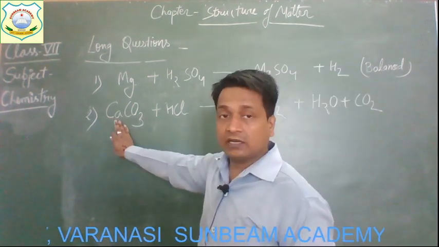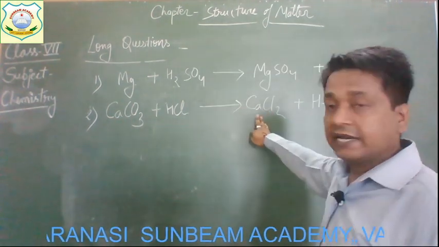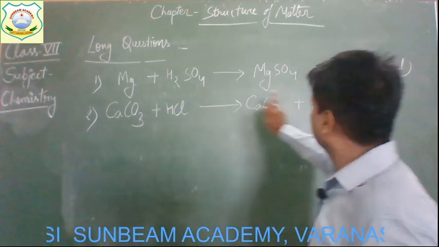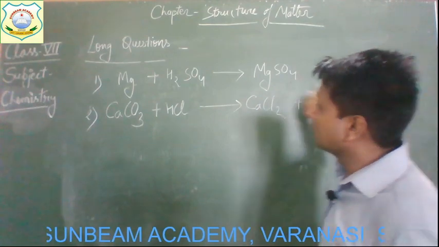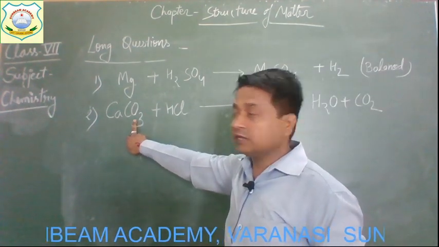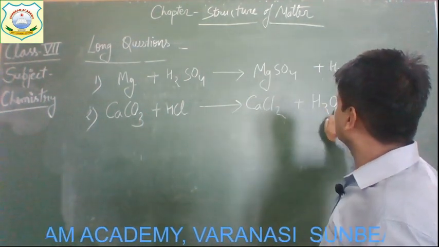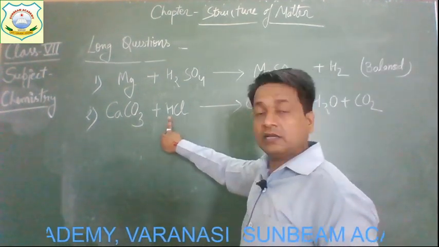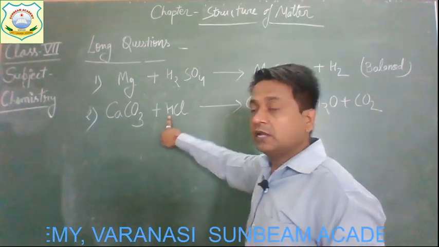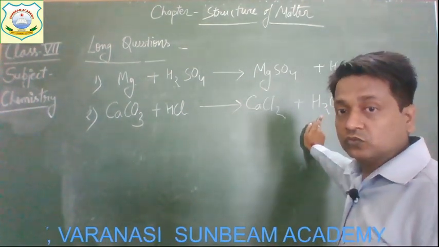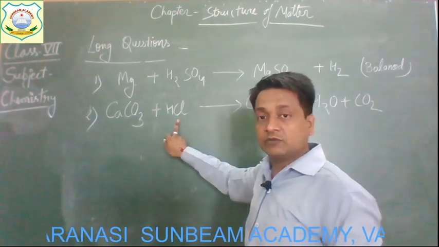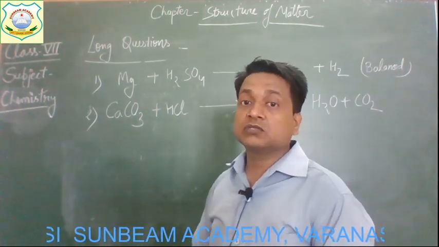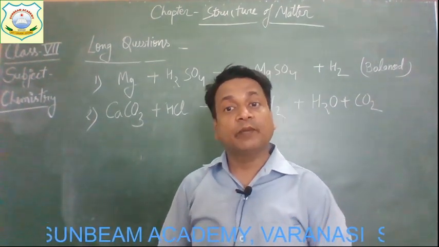So calcium on the left side 1, on the right side it's also 1. Carbon on the left side 1, on the right side also 1. Oxygen on the left side 3, on the right side it's 1 plus 2, 3. Hydrogen on the left side 1 and on the right side it is 2. Okay, and chlorine on the left side 1 and on the right side it's 2. It means that the equation is not balanced and it needs to be balanced.